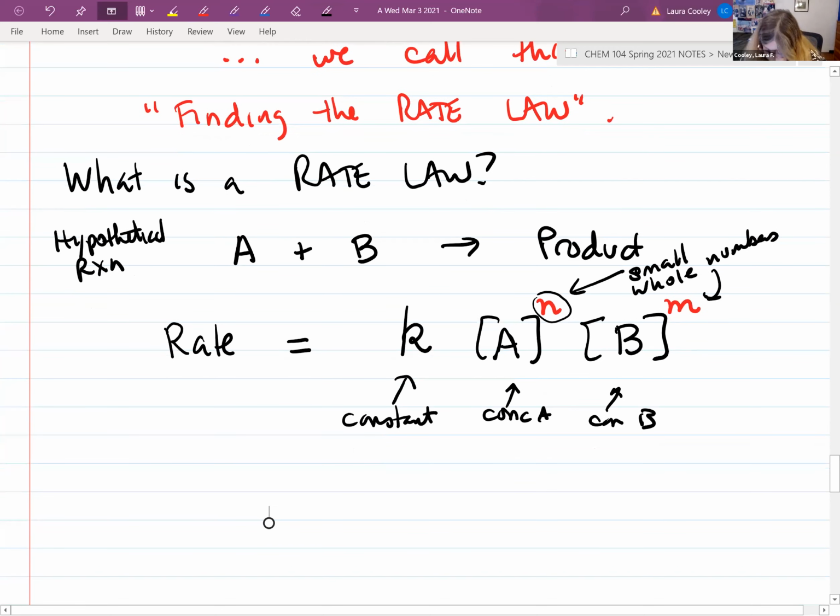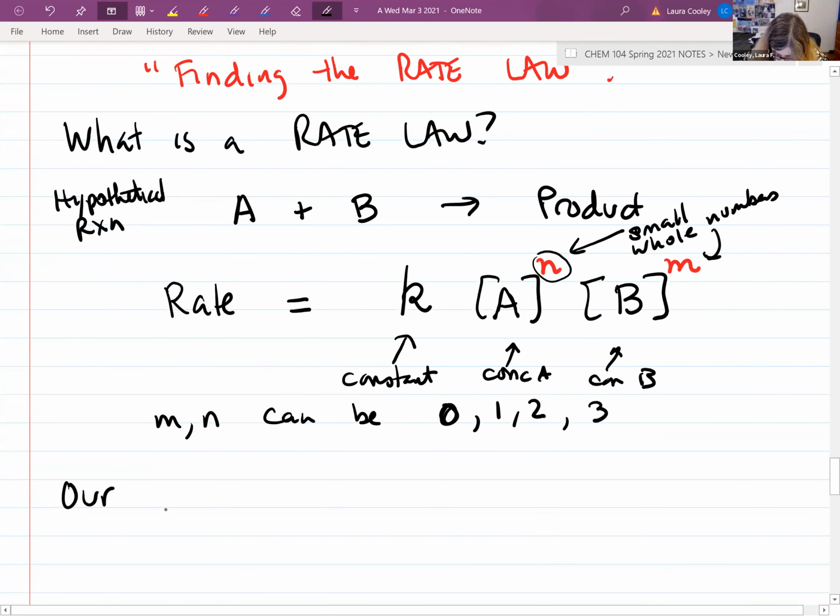And these numbers, M and N, can be 0, meaning it doesn't depend at all. I'll talk to you more about that. They can be 1, they can be 2, and in rare cases, even 3. So it's our job to figure out the rate law.